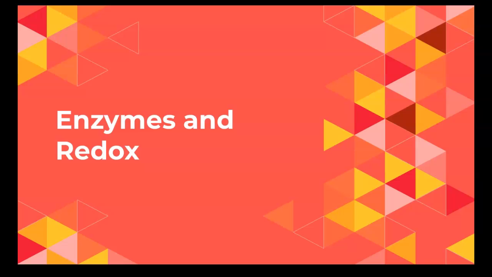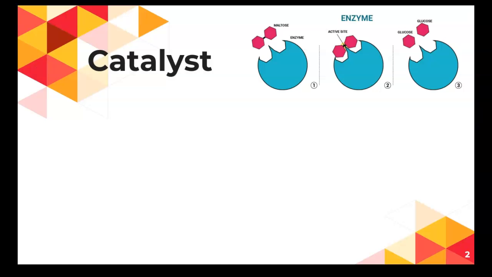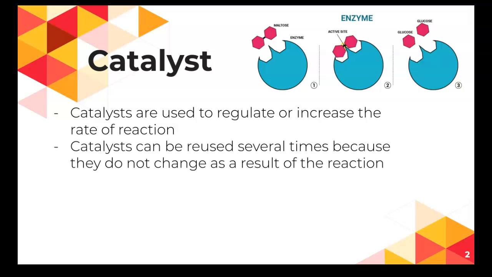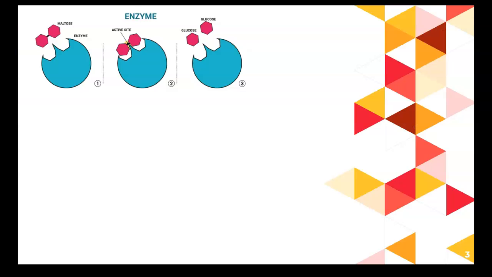Hello, in this video I'm going to be talking about enzymes and also about redox reactions, which are when we oxidize or reduce something. So first of all, we need to understand what a catalyst is. A catalyst is something that is used to increase the rate of the reaction to make it happen faster. It is a substance that in the reaction doesn't actually break down or change in any way, so it can actually be used over and over and over again in that reaction.